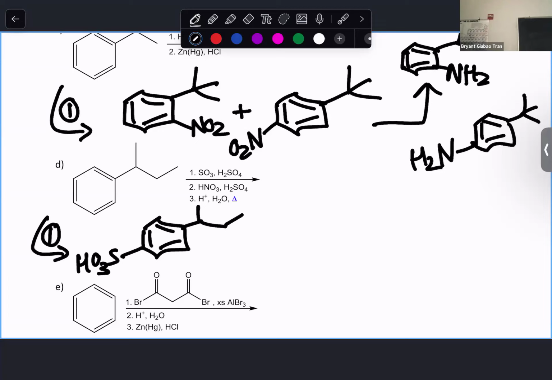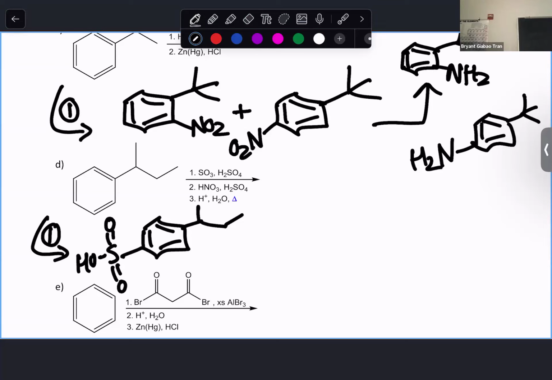Oh, S would be neutral in this molecule here. It looks like this, SO3H. S and then OH. SO3H. Neutral charge, no positive, no negative charge on the S here.